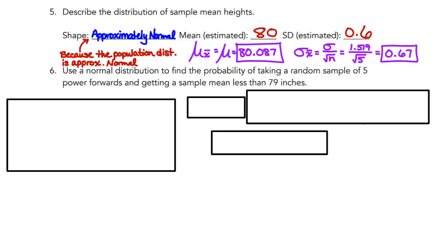So the sampling distribution standard deviation is 0.67. Did we do a pretty decent job of getting close to that just eyeballing our graph? Absolutely. I want you guys to use a normal distribution to find the probability of taking a random sample of 5 power forwards, like we just did, and getting a sample mean less than 79 inches. So what I want you to calculate is the probability that x bar is less than 79. Take about 2.5 minutes to do that.